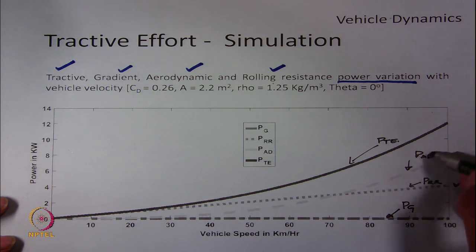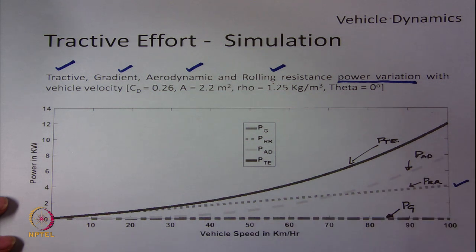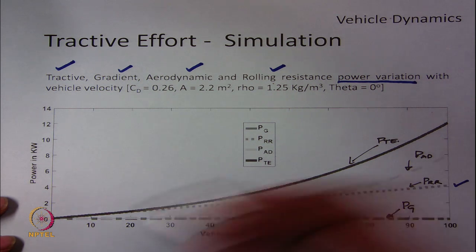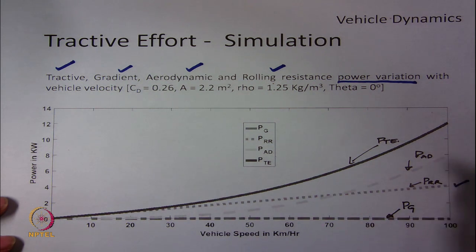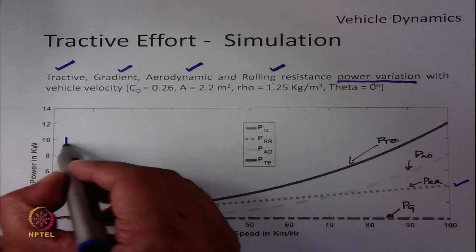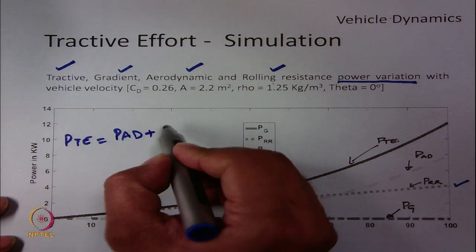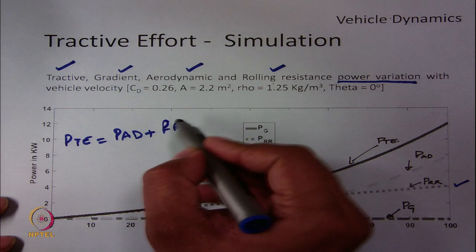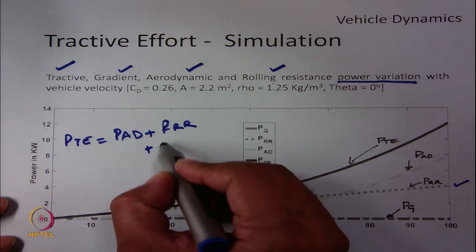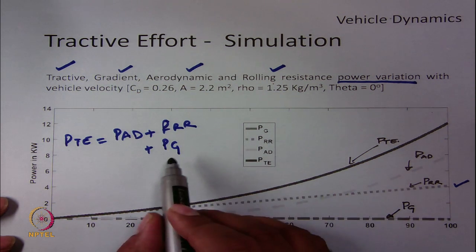And when we talk about aerodynamic force, which we have already seen, it requires around 8 kilowatt at 100 kilometer per hour. This is continuing the same graph as we have seen earlier. So, the total tractive effort is somewhere around 10 kilowatt. PTE is the addition of P aerodynamic drag plus P rolling resistance plus P gradient. So, gradient force is 0 here.